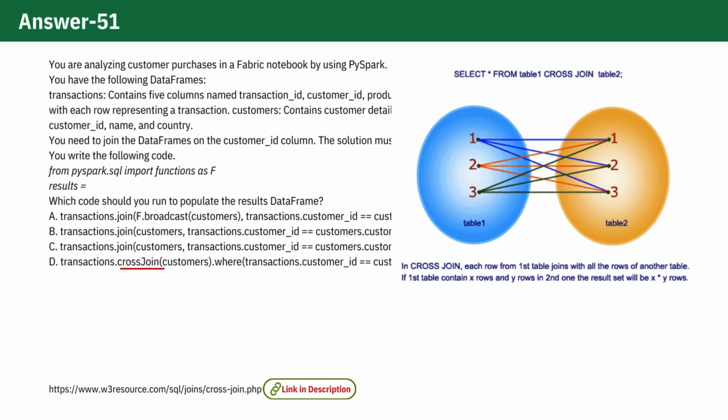2 data frames, and then filters the result based on the customer ID match. This approach is highly inefficient because it initially combines all rows of transactions with all rows of customers, resulting in a significant computational overhead before filtering them, making it the least efficient method for this requirement.